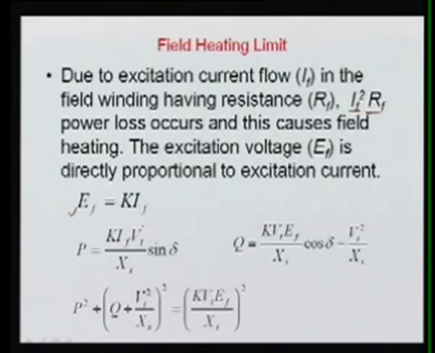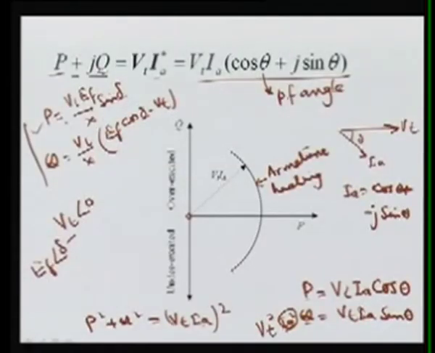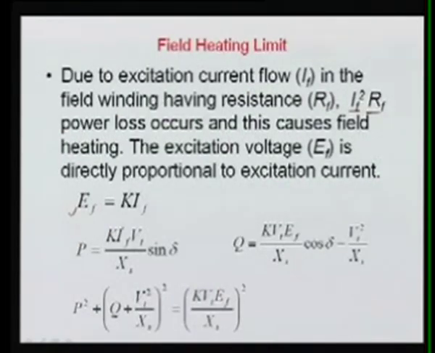Now, the equations which we derived earlier: P is equal to Vt Ef sin delta upon x, and Q is equal to Vt upon x times Ef cos delta minus Vt squared upon x. Putting this Ef value equal to K If, we will get this expression. Similarly, we can get the equation for Q as K Vt If upon x, like in this equation.